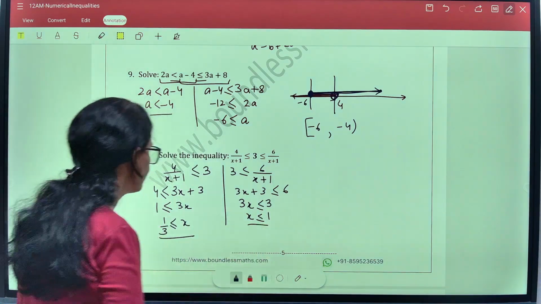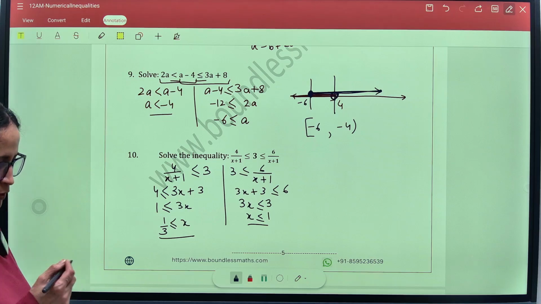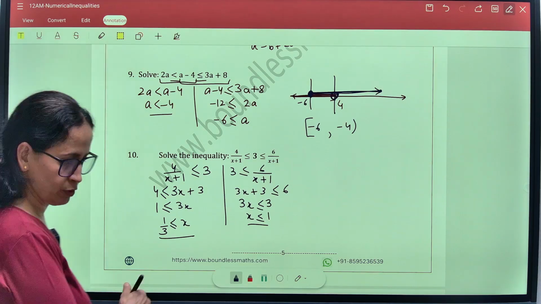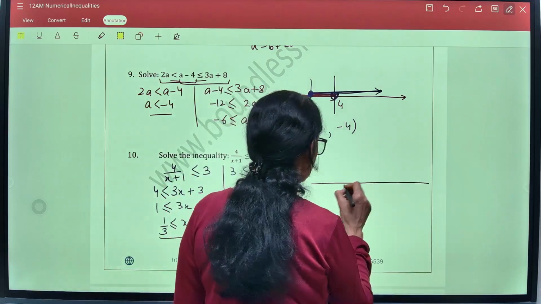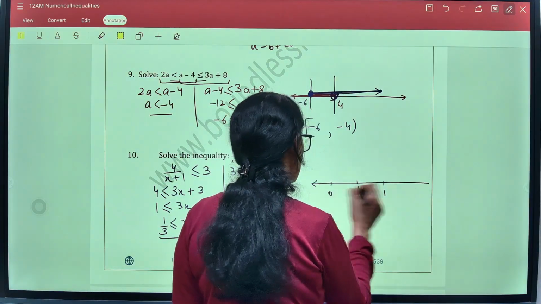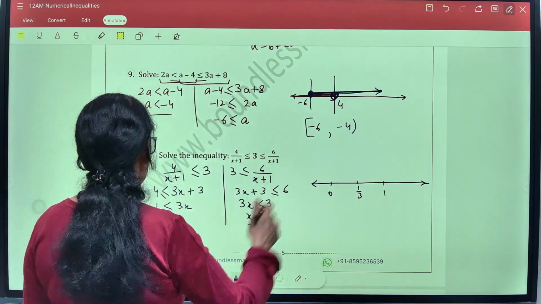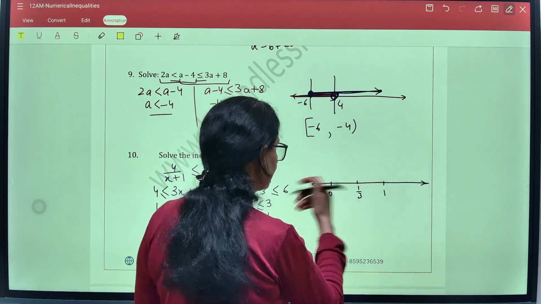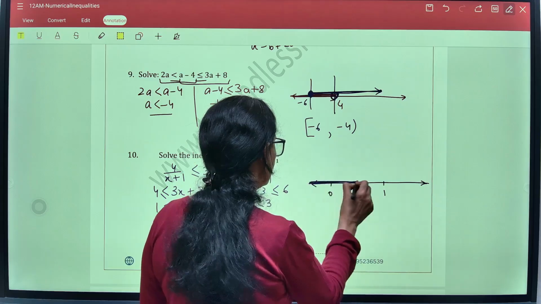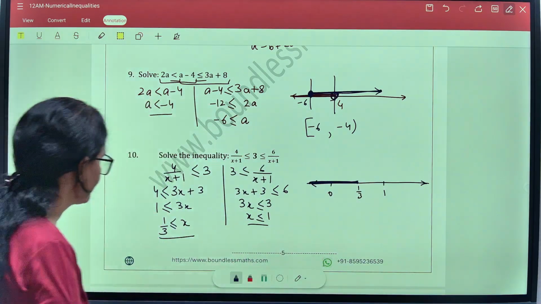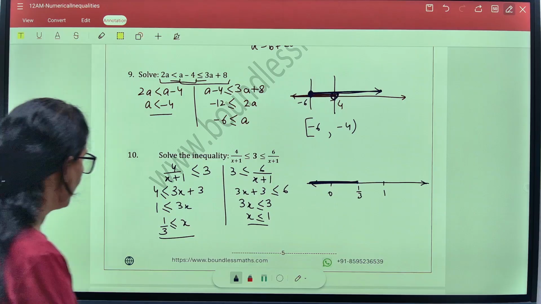So these are the two solutions that we got, and we need to club them together to get the final solution. So let's look at the number line, where 1 by 3 is here, 1 is here, 0 is here. Okay, we don't need exact plotting. So x is less than or equal to 1 by 3. That means this area on the number line for the first inequality. Second, x is less than 1.